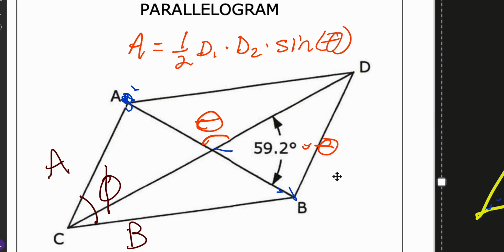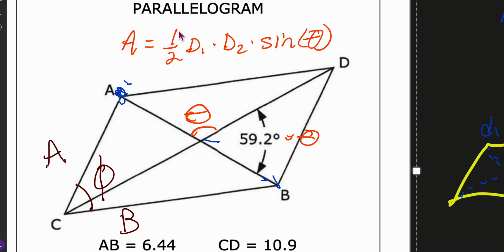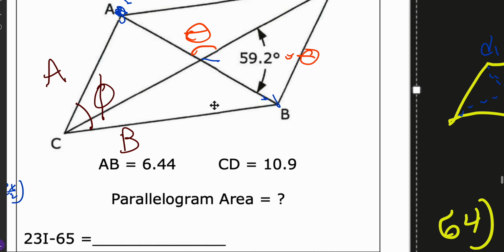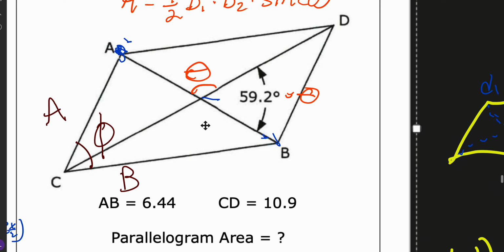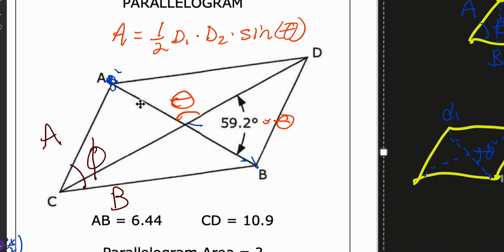Last one is our parallelogram. To get the area of a parallelogram, and that's what they want in this question, there are 2 popular formulas that we can use. If they gave us the side lengths, it would be the base times a perpendicular height, which would be this side length, A, times sine of the angle phi. But they didn't give us that in this problem. They gave us the diagonals.